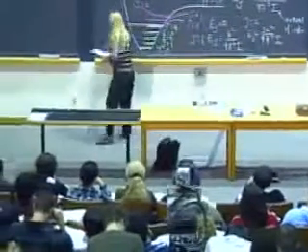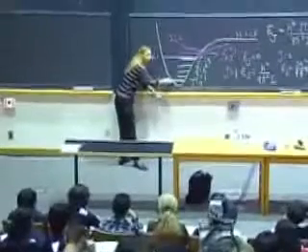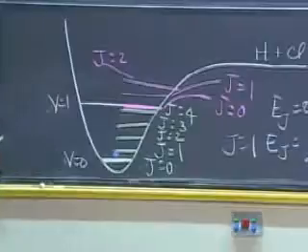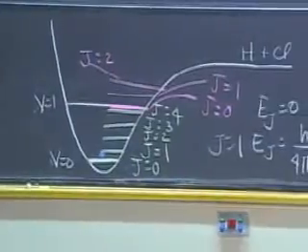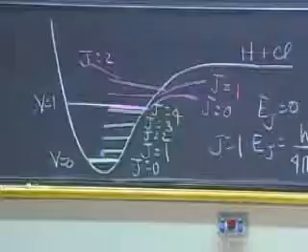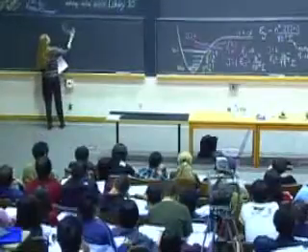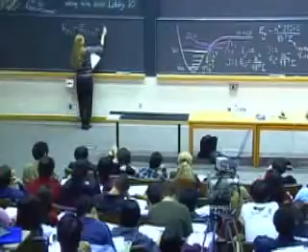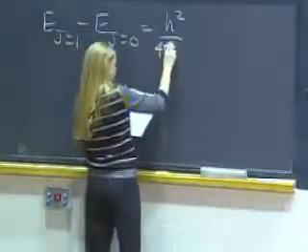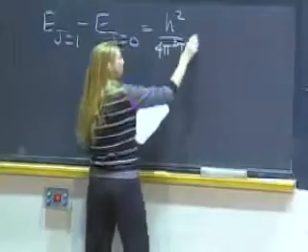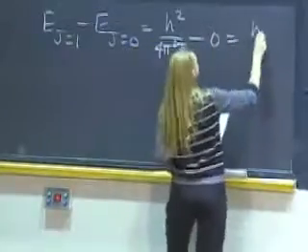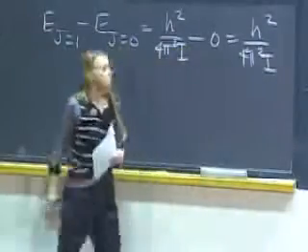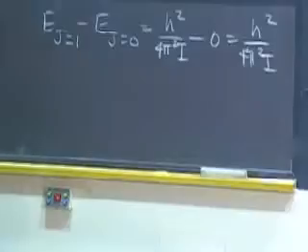Now, suppose I have a molecule in V equals 0, J equals 0, and it makes a transition to J equal 1. What is the energy difference between those states? Well, energy of J equals 1 minus energy of J equals 0. That's h squared over 4 pi squared times I minus 0. That's just h squared over 4 pi squared I. How do we make that transition?